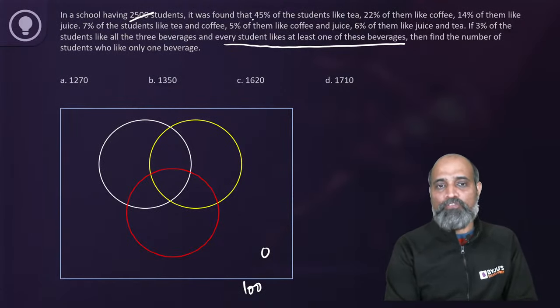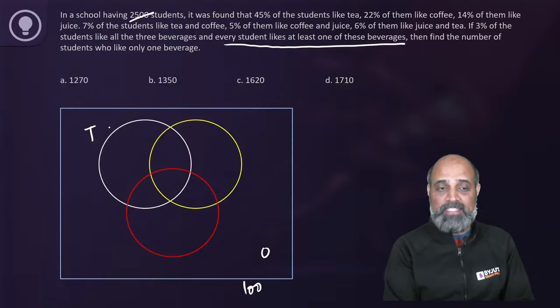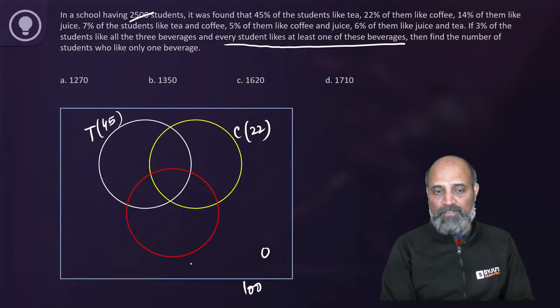Next, 45% of the students like tea. So let's say white wala jo circle hai, that's tea. There are 45 students here. Yellow wala is coffee. There are 22 students there. And juice is red wala. So in the case of juice, there are 14 students.